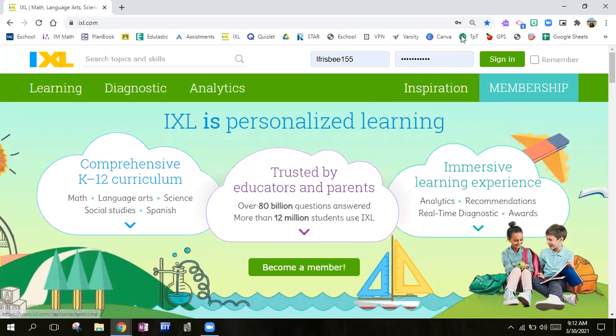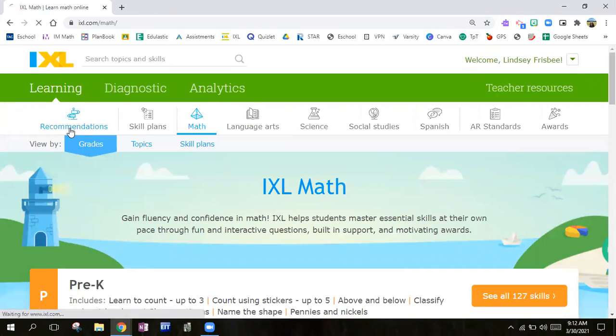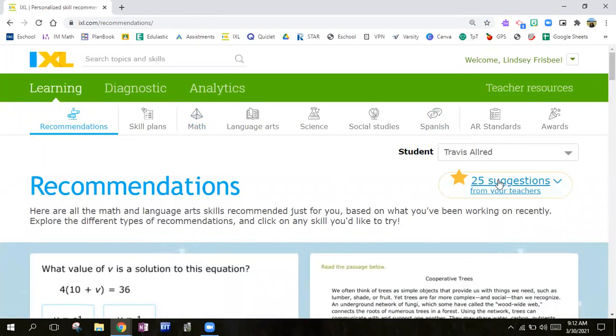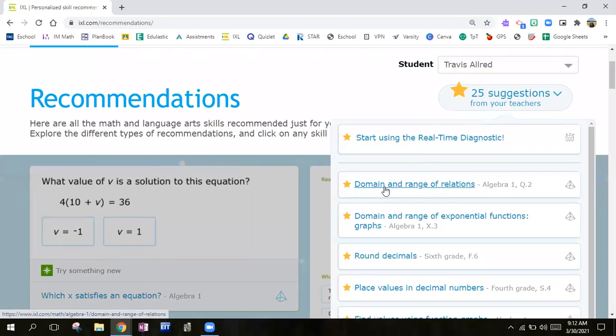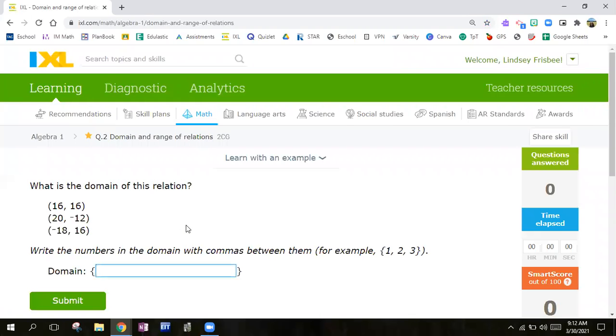Okay, so when you get here, you're going to sign in. You're going to go to Learning, Recommendations, and then you're going to go to where it has your star. So the first one you're going to do is called Domain and Range of Relations. Okay, you're going to click on it, and it looks like this. Okay, so this is the first one.